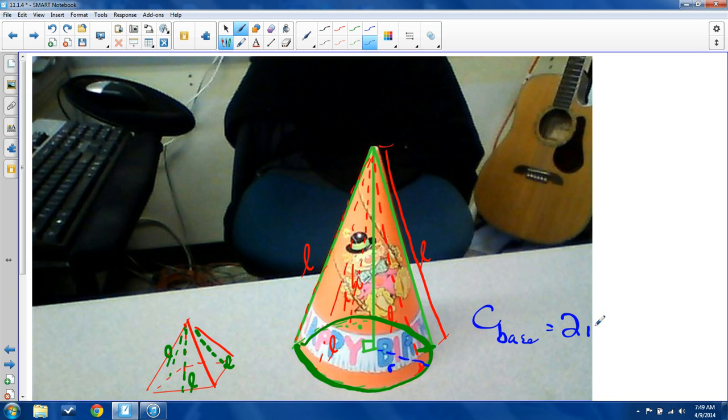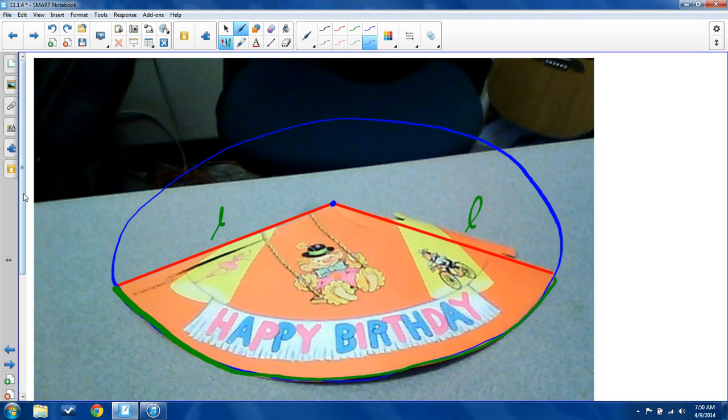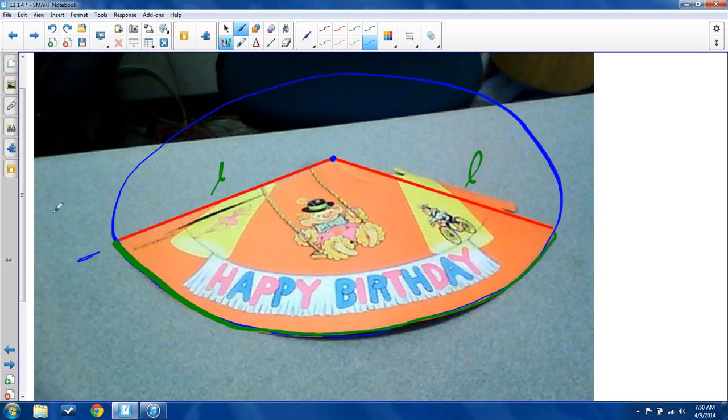equals 2 pi r, right? The circumference of any base is 2 times pi times its radius. So this distance right here is 2 pi r. So going back here, this distance from here all the way over here is 2 pi r.